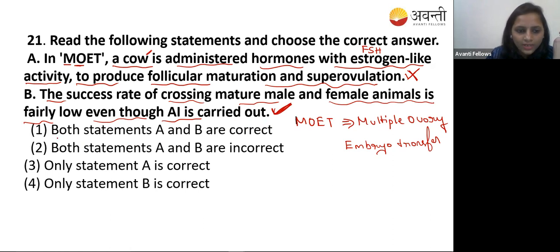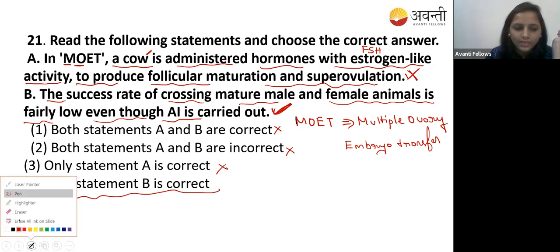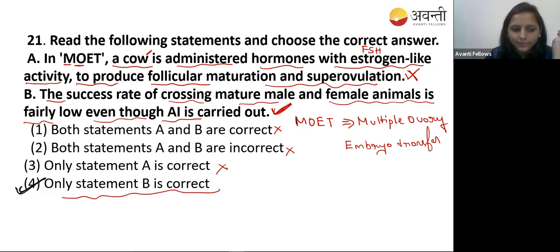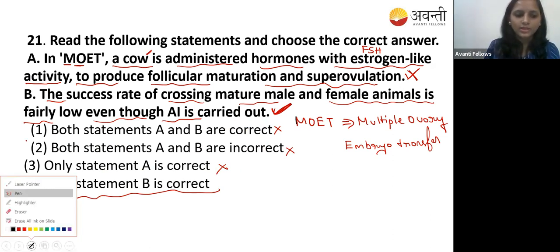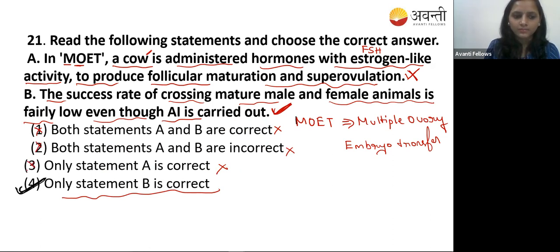In the options, they are telling both statements are correct. No. Only A statement is correct. No. Only B statement is correct. Yes. Only B statement is correct, so other than the B statement, the other options are wrong.